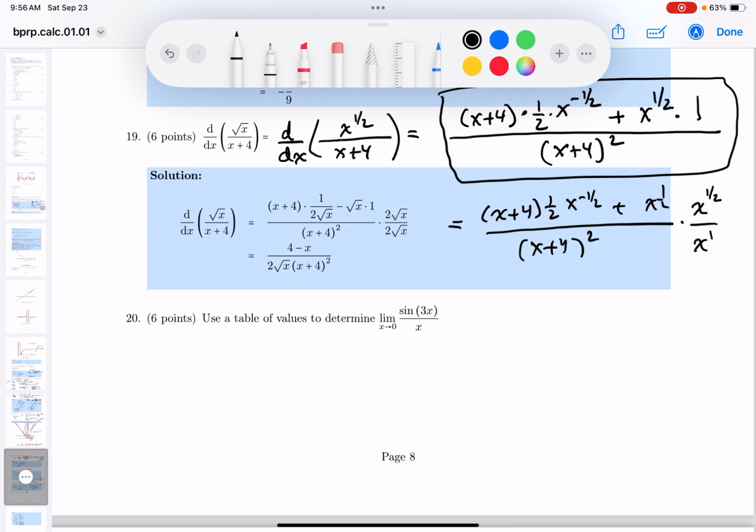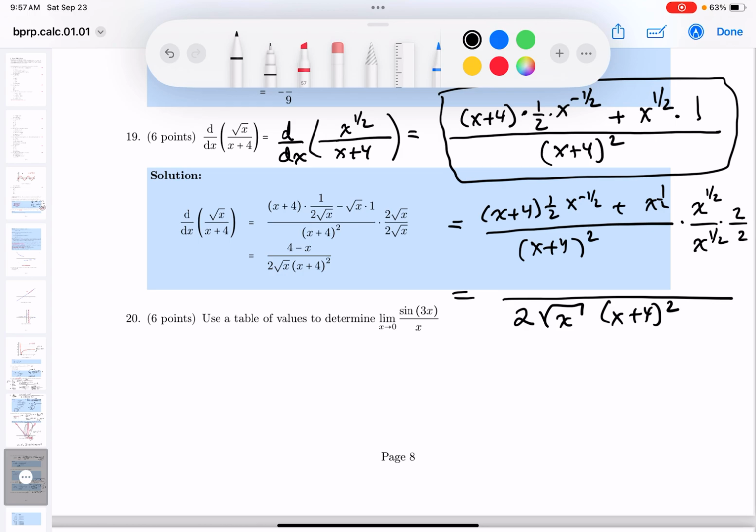In addition to that, I don't like the complex fraction there, so I'm going to multiply top and bottom by 2 as well. Let's put that down. What do you get on the bottom? 2 times x to the 1/2, which is just root x, and then x plus 4 squared.